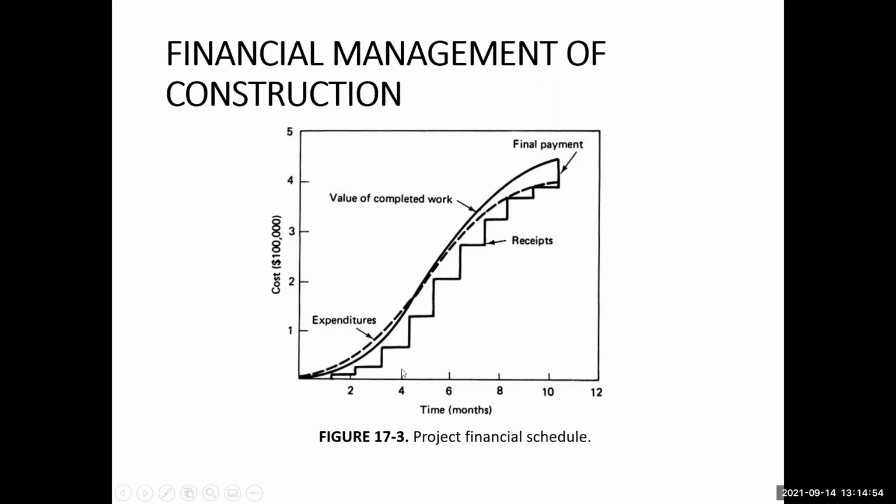So here you can see that for the receipts curve, we are getting a stair type of curve. Why are we getting this stair type of curve, and this stair type of curve is below our expenditure and value of the completed work? Can you tell me the reason? Why is this receipts curve a stair type of curve?